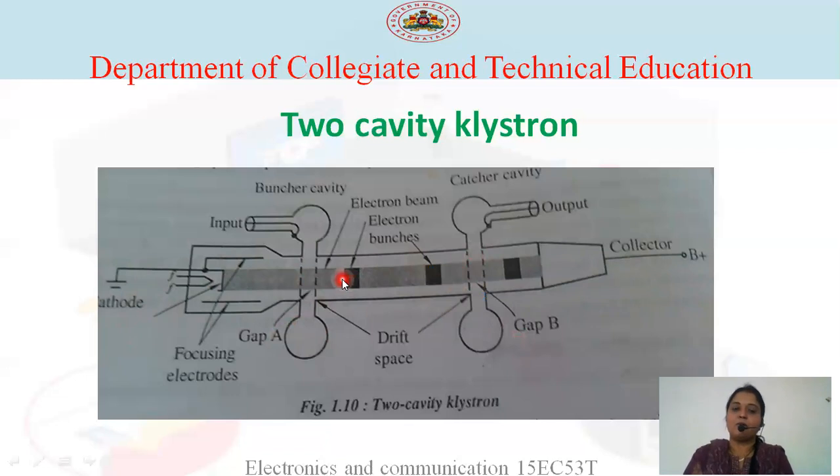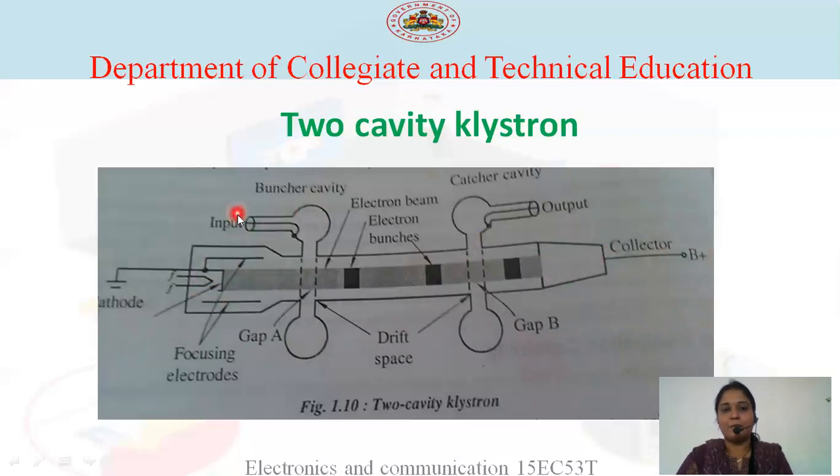Now, moving on to the working principle, how it actually works. From the electron gun, the electron beam is generated. They will start moving with very high velocity towards the collector. If there is no input in the buncher cavity, then with their own velocity the electron beam will travel and reach the collector.